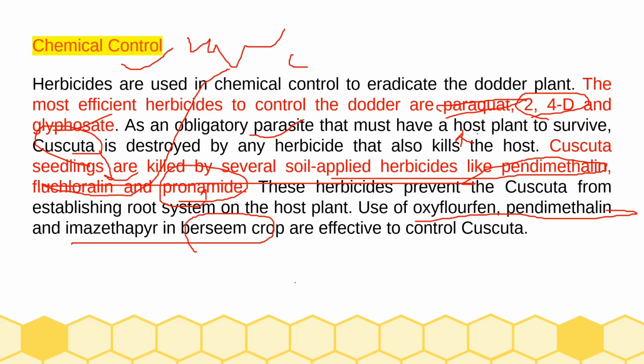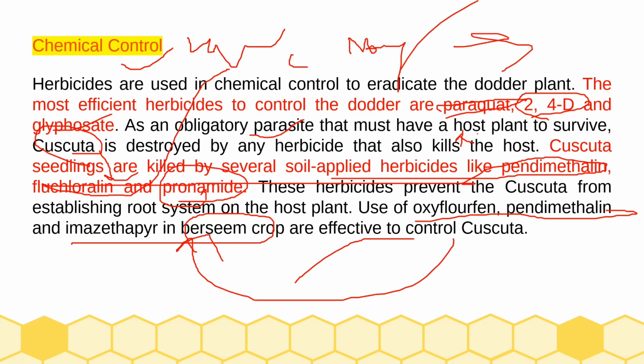Berseem is a fodder crop which Cuscuta will attack if you do not maintain it. Mostly Cuscuta attacks during the season from May to late August. During this period, you have to control Cuscuta, either by biological, physical, mechanical, chemical or cultural control. Either of these processes you have to use to minimize the attack of Cuscuta. So these are the different herbicides like 2,4-D. In berseem crop, you use oxyfluorfen and pendimethalin. This is in brief about chemical control.